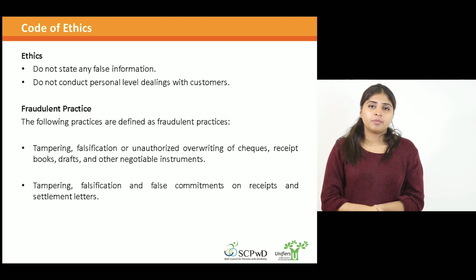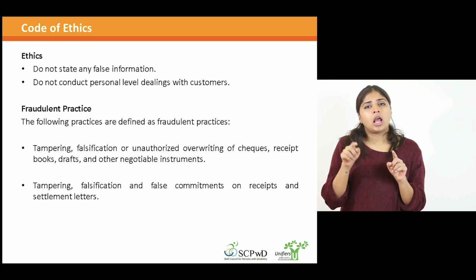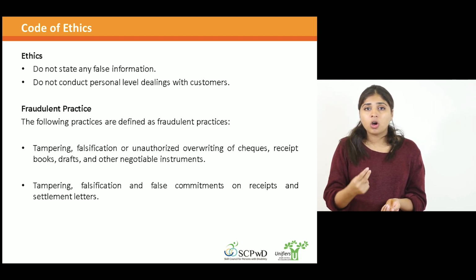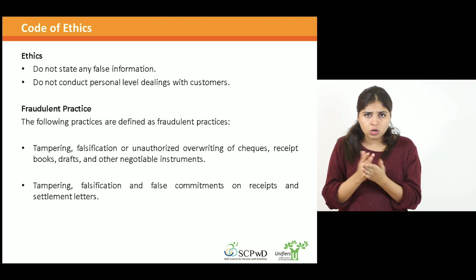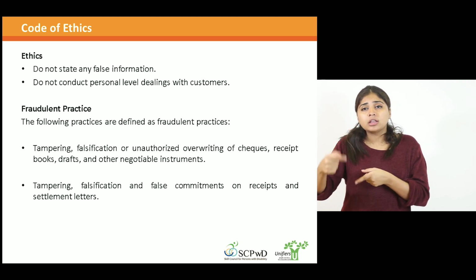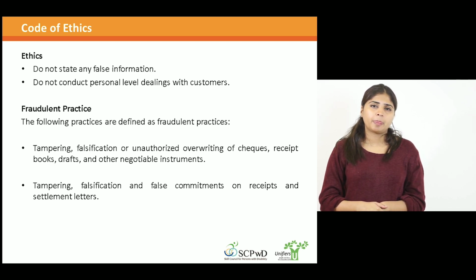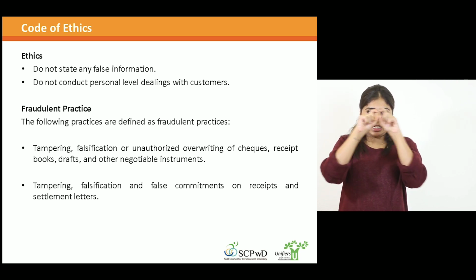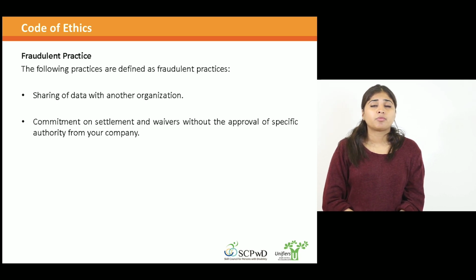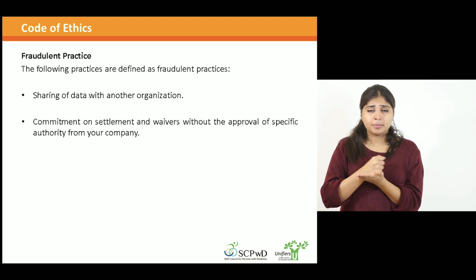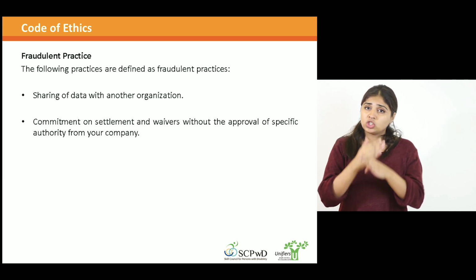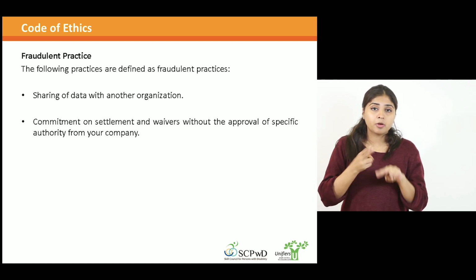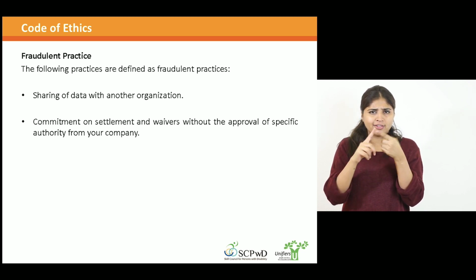Fraudulent practice. The following practices are defined as fraudulent practices: tampering, falsification or unauthorized overwriting of checks, receipt books, drafts, and other negotiable instruments. Tampering, falsification, and false commitments on receipts and settlement letters. Sharing of data with another organization, and commitment on settlement and waivers without the approval of the specific authority from your company.